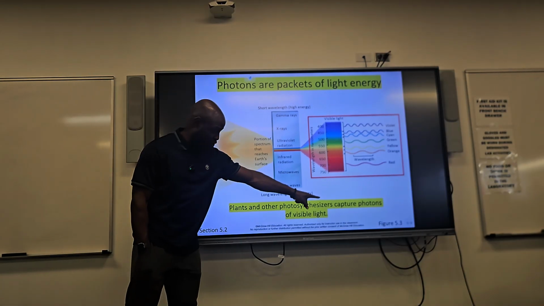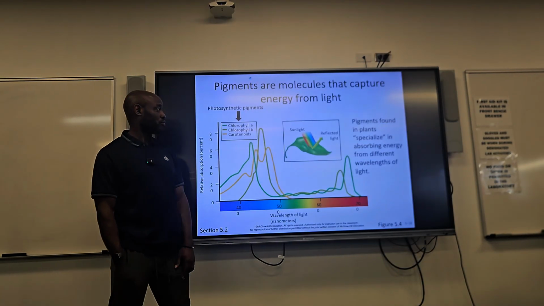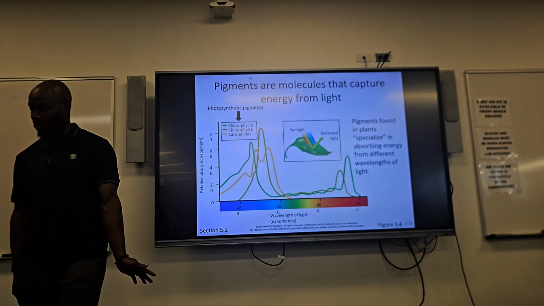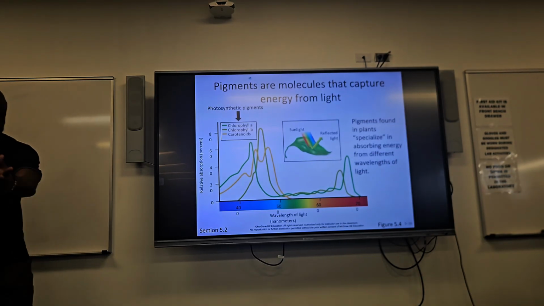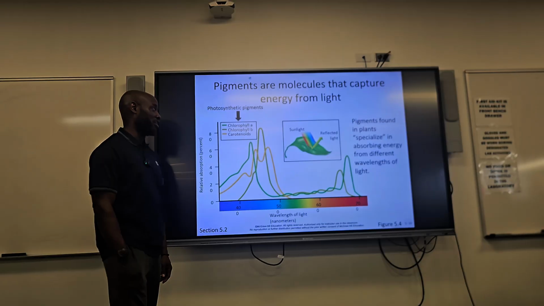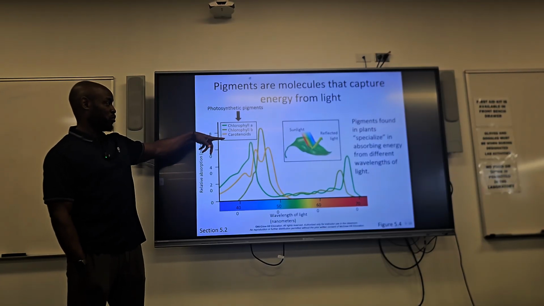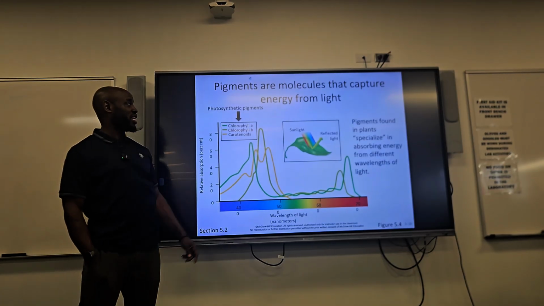Plants and other photosynthesizers capture photons of visible light. You may have always wondered why most plants are green. They're not all green, but a lot of them are. They say eat your green leafy vegetables, right? Green is a common color. Chlorophyll A, chlorophyll B, and then carotenoids. These are the photosynthetic pigments.